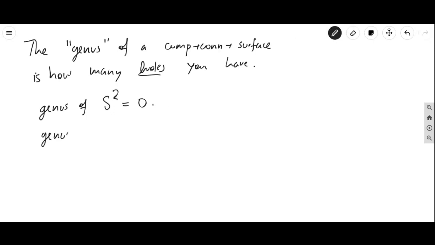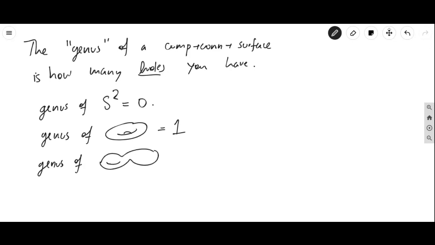Then the genus of the torus is 1, because there's one hole. The genus of this would be 2, and so on. It is actually possible to define genus more generally, not just for compact connected surfaces, but we do not need that, so I'd rather not go there. If we do not need it, let's not do it. But maybe if you're interested, you can look it up.